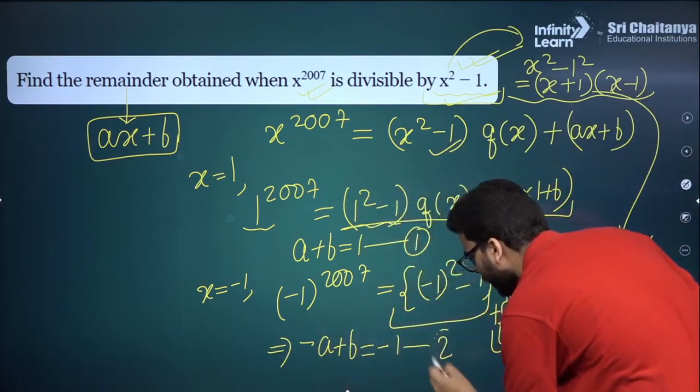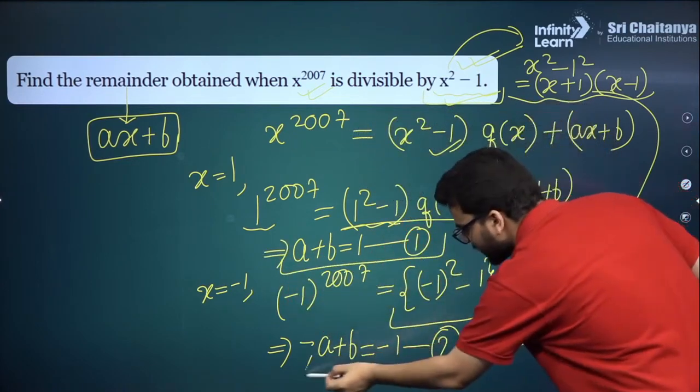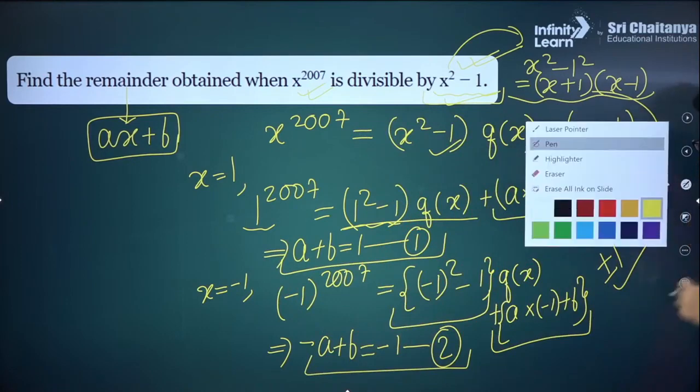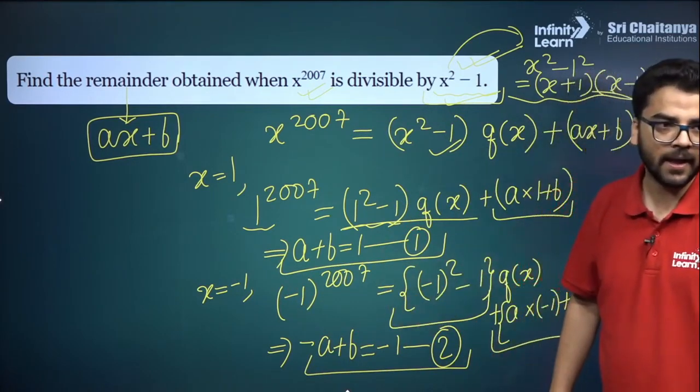This is the second equation. This is the first equation, and this is the second equation. So basically you have to solve these two equations to get the values of a and b. I hope it is clear.